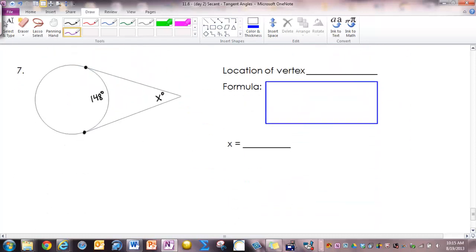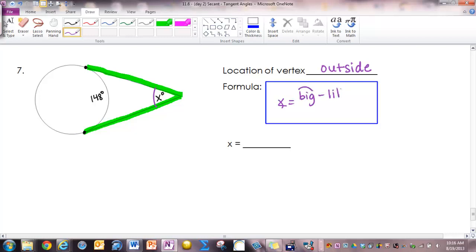Moving on to our last question for today, question 7. The location of our vertex is going to be outside of the circle, and this is because our angle is formed by two tangents. Whenever our vertex is outside the circle, our formula is angle equals big arc minus little arc divided by 2.